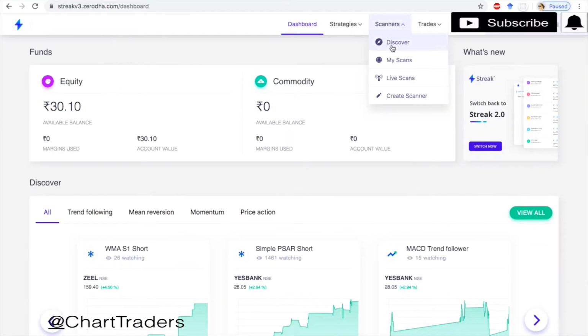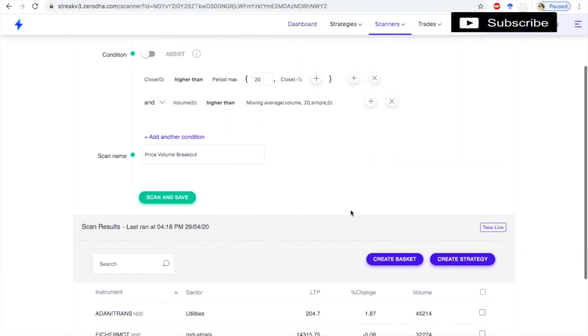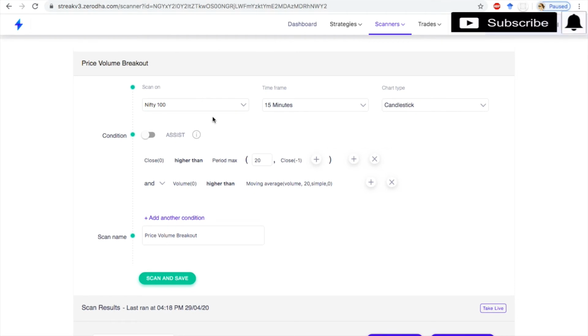just go to the scanner. I have already created it. I am going to apply it on Nifty 100. The time frame is 15 minute and the chart type is candlestick. So what is the condition?